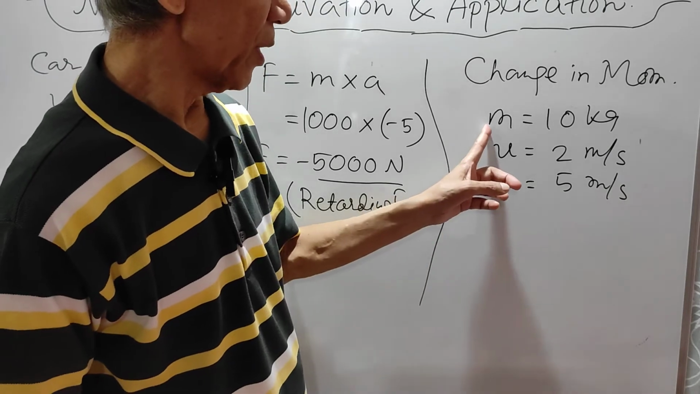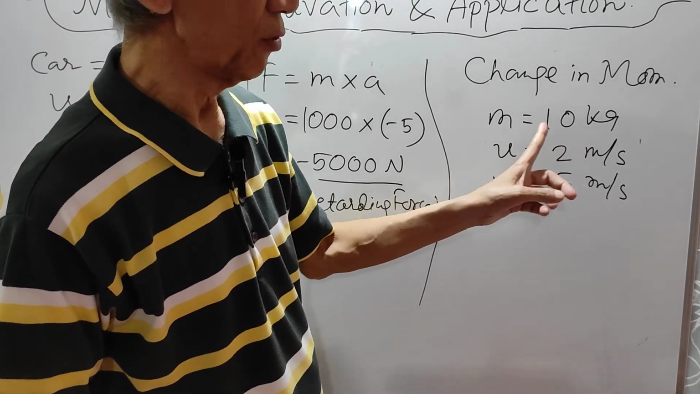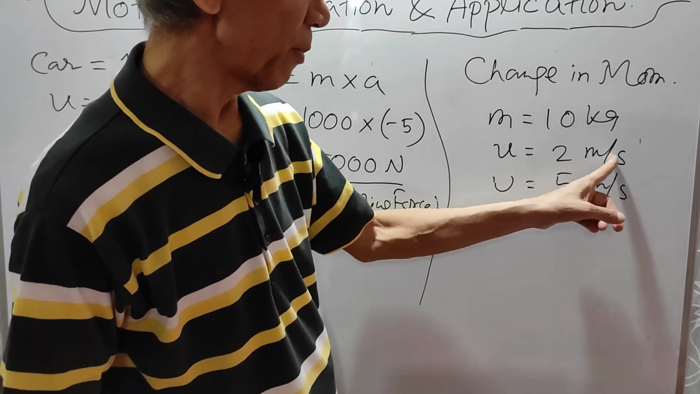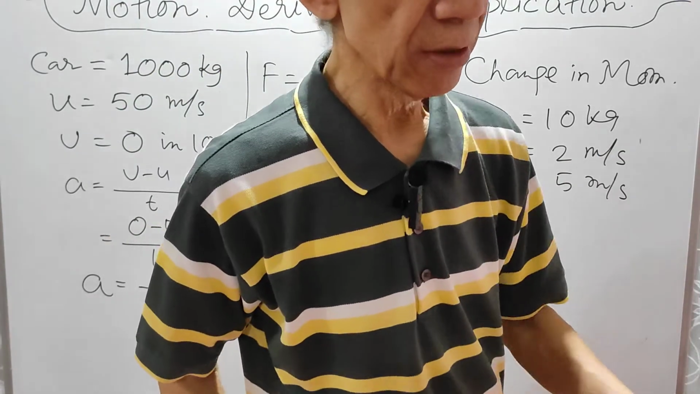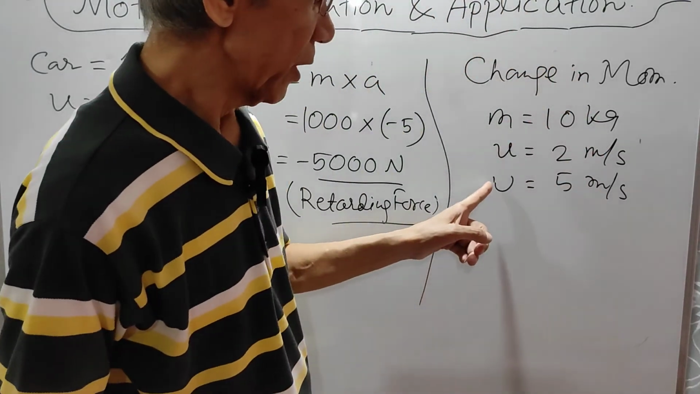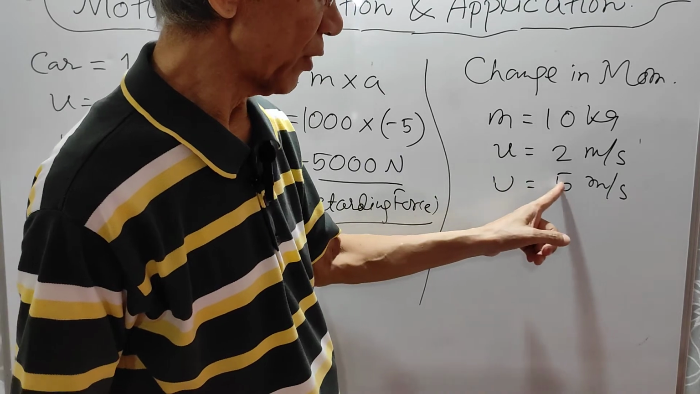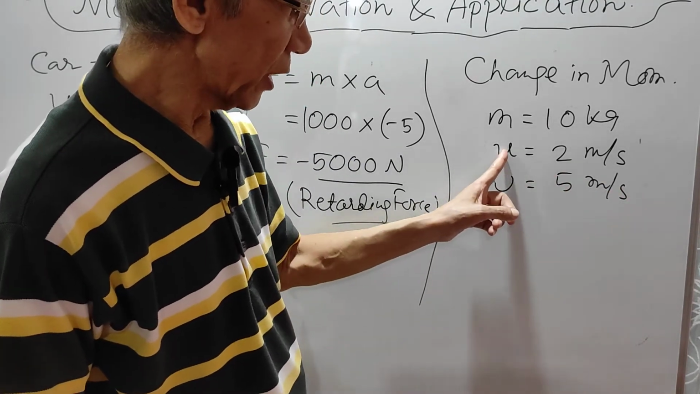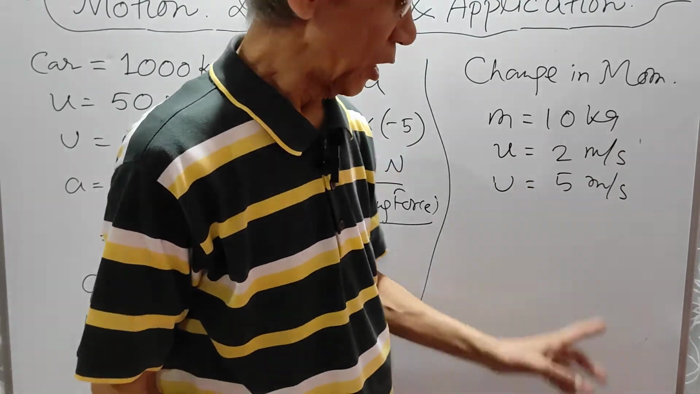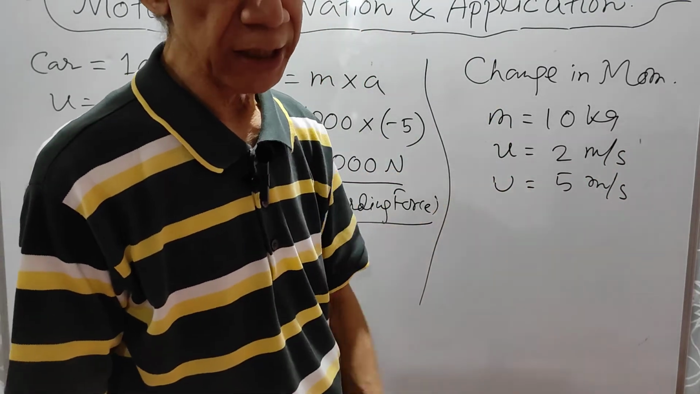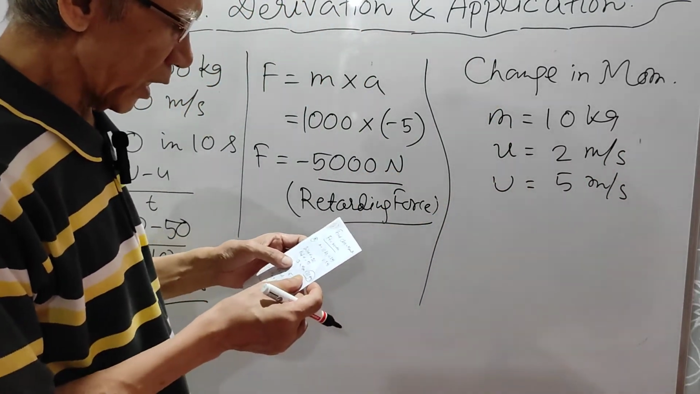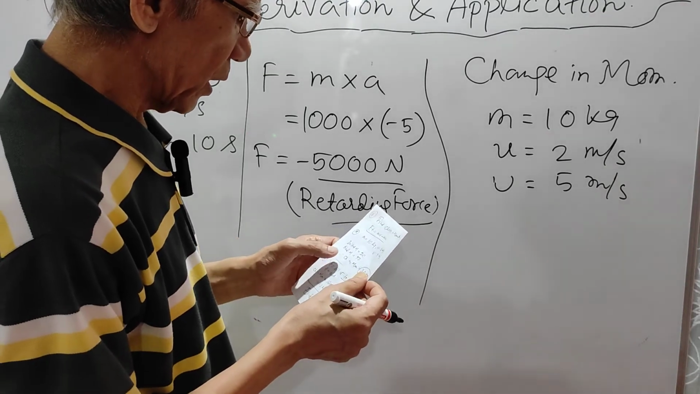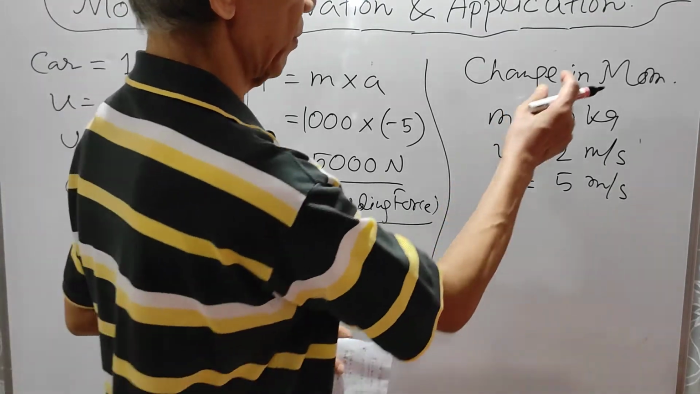So a body of mass 10 kg is moving with uniform velocity 2 meter per second, and due to application of a force, its velocity increases to 5 meter per second. That means it acquires acceleration. When v is greater than u, that means positive acceleration. When v is less than u, it is a case of negative acceleration. Now you have to find out the change in momentum.